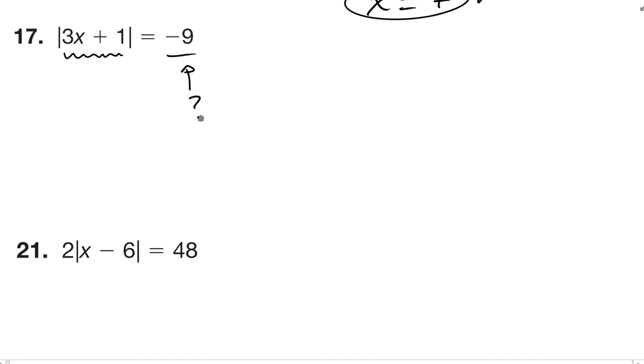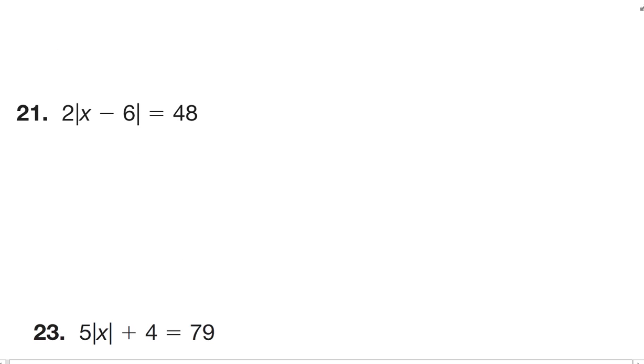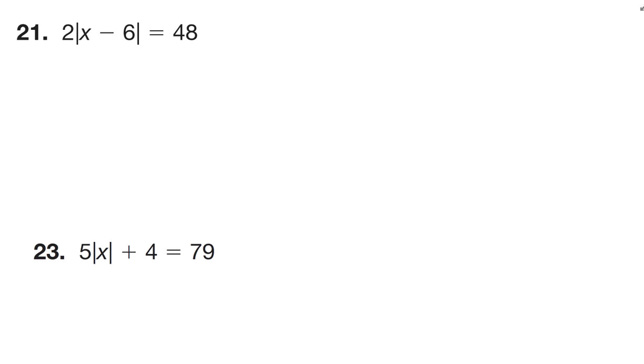If you go ahead and do the whole thing, what you're going to find is that the values you get when you plug in, I highly doubt they're going to produce a -9. Let's go to 21. In 21, we have here the absolute value portion of this equation is not isolated first.